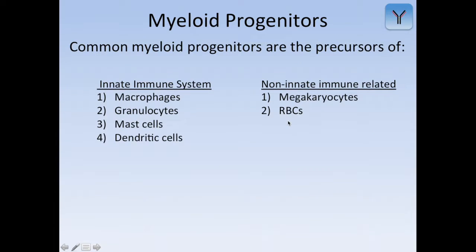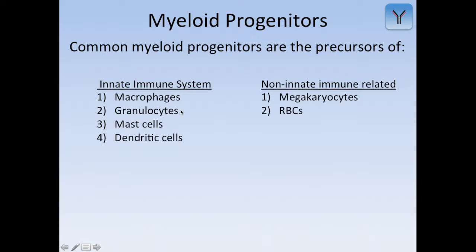So let's begin with myeloid progenitors. This lecture will be on myeloid progenitors, and the next lecture will be on lymphoid progenitors. But we have here the common myeloid progenitors are the precursors of the 2 different types of cells here, the immune-related ones and the non-innate immune-related ones. Innate immune system-related ones would be, you see here macrophages. We got granulocytes as well.